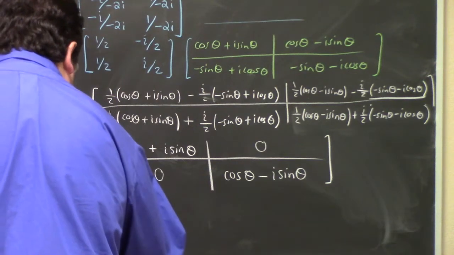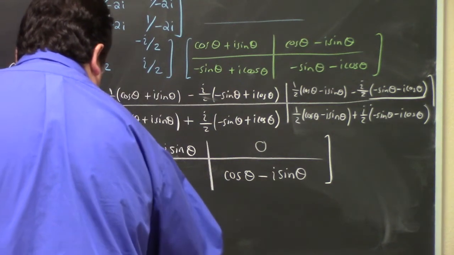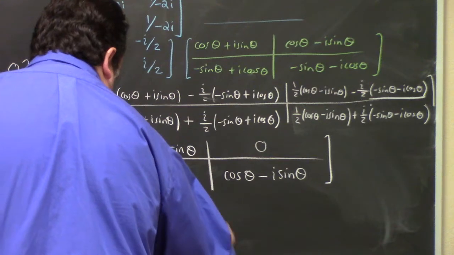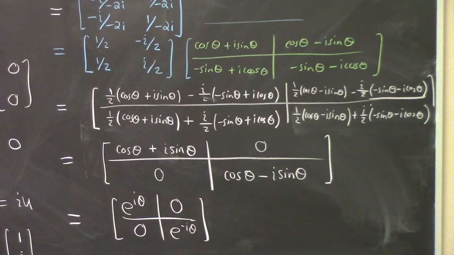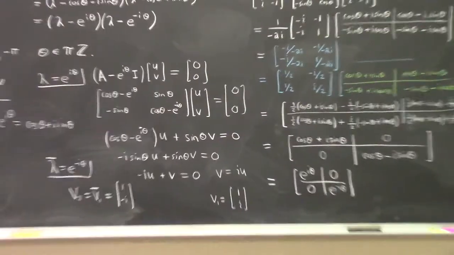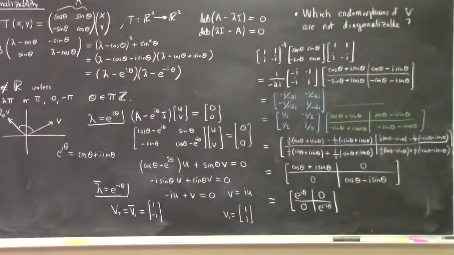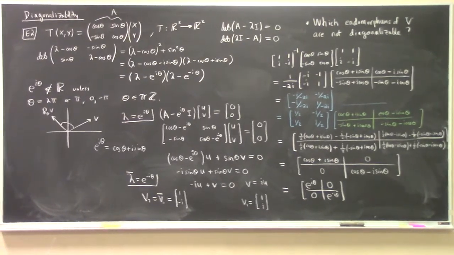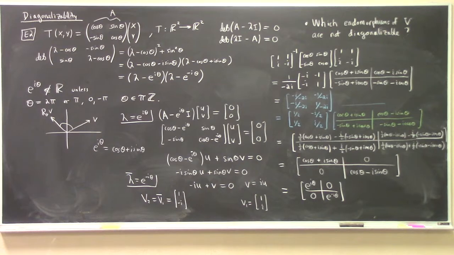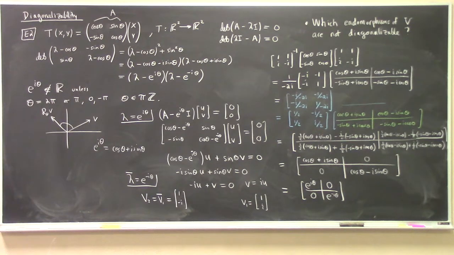Nice. Now this is e to the I theta, e to the minus I theta, as we had wanted. So what could not be diagonalized over the reals now has been diagonalized over the complexes. So this is complexification at work.